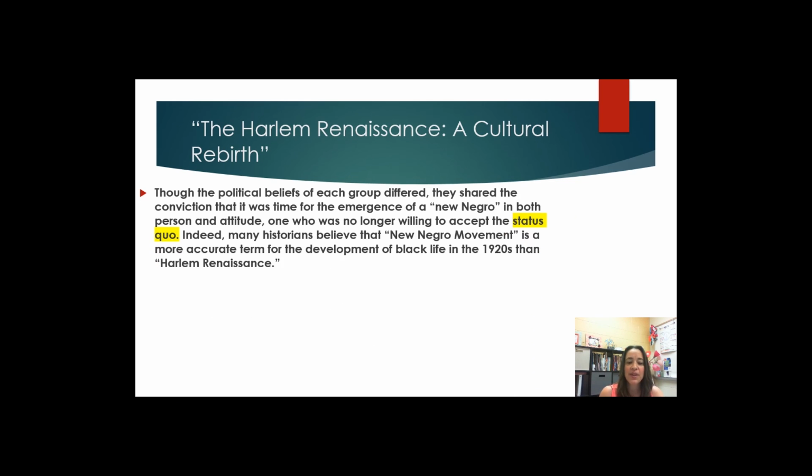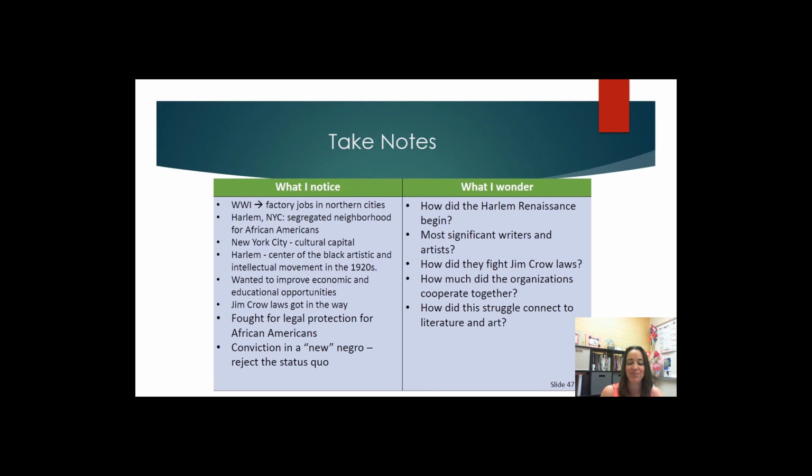Though the political beliefs of each group differed, they shared the conviction that it was time for the emergence of a new Negro in both person and attitude, one who was no longer willing to accept the status quo. Indeed, many historians believe that the New Negro movement is a more accurate term for the development of Black life in the 1920s than Harlem Renaissance. Let's add a key idea and a question to our note catcher.